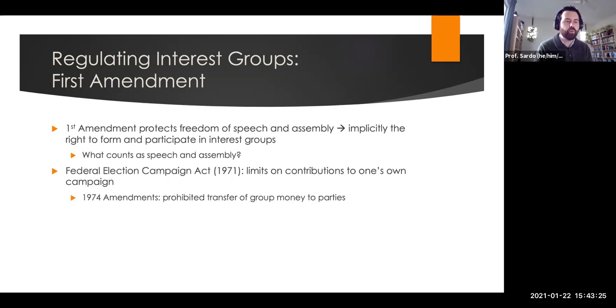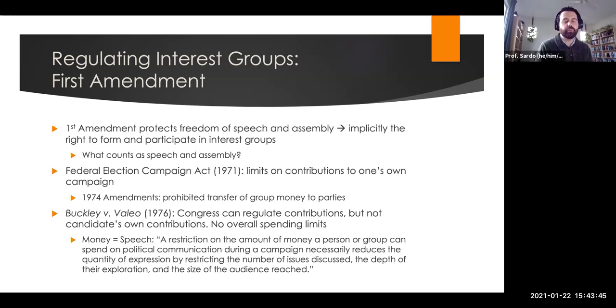Well, in 1971, the Federal Election Campaigns Act tried to limit some of this by limiting contributions to one's own federal campaign as a candidate, and amendments to this law in 1974 prohibited the transfer of interest group money to political parties. So interest groups could not directly fund political parties. However, in 1976, the Supreme Court ruled in Buckley versus Valeo that Congress can regulate contributions, but not the candidate's own contributions and not overall spending limits. And the key idea in this case is the origin of the idea that money is a form of political speech.